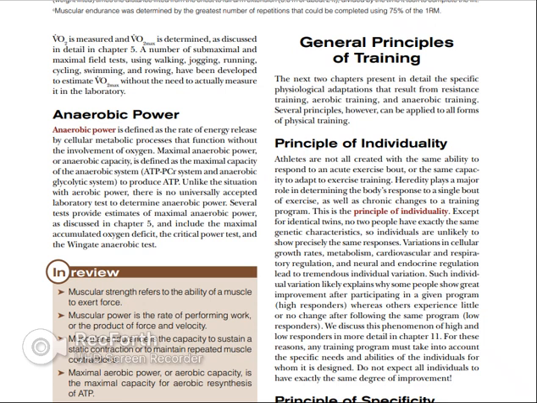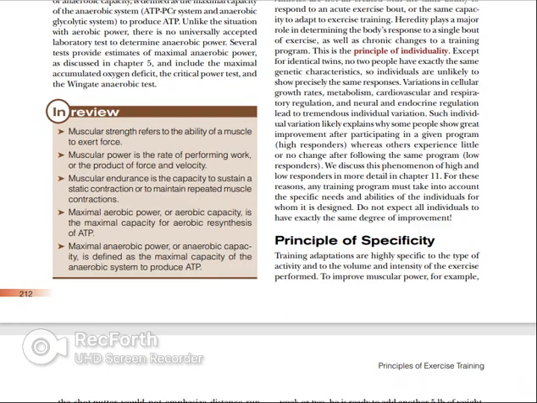Unlike the situation with aerobic power, there is no universally accepted laboratory test to determine anaerobic power. Several tests provide estimates of maximal anaerobic power, as discussed in Chapter 5, and include the maximal accumulated oxygen deficit, the critical power test, and the Wingate anaerobic test.